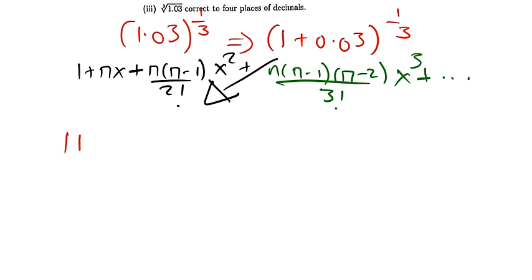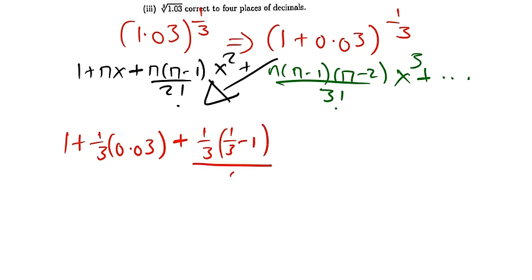Our n in this case is 1 over 3, our x is 0.03, plus 1 over 3, 1 over 3 minus 1, over 2, 0.03 squared.